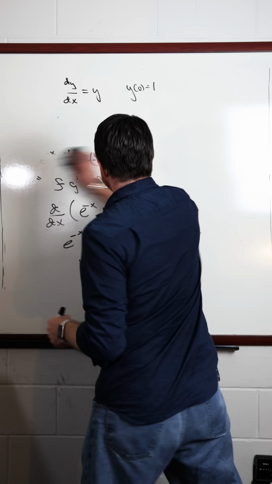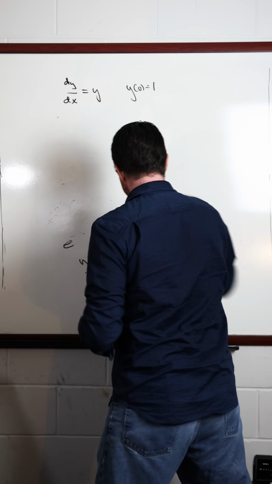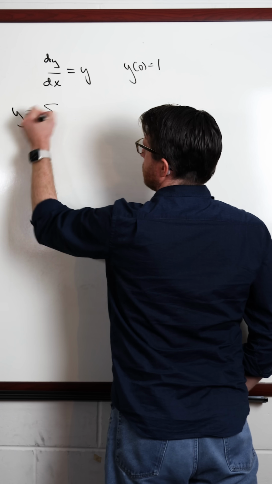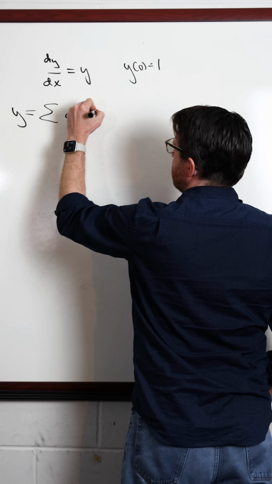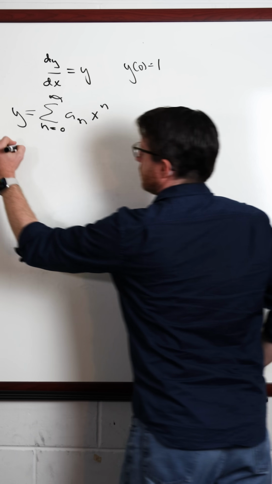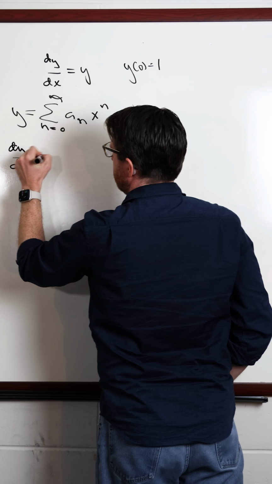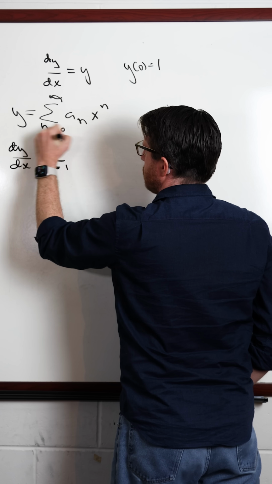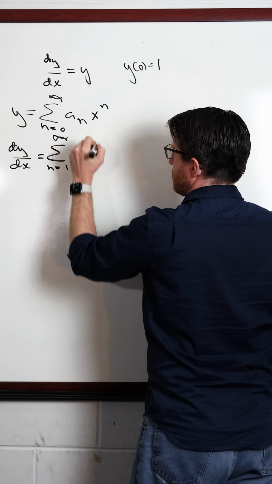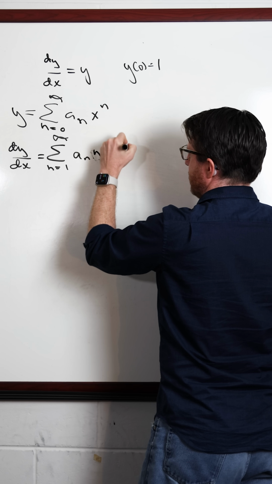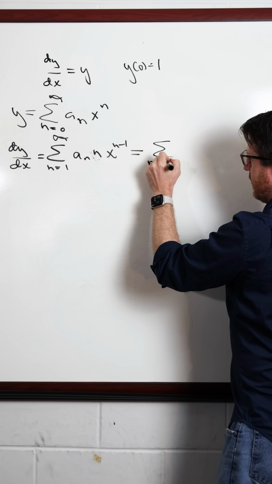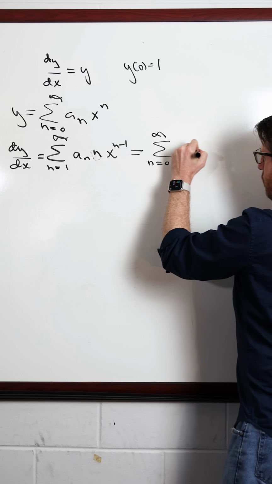And now let's take a look at another thing we can use. And we can use power series. If I have y is equal to the sum of a n times x to the n, so I get dy/dx is equal to the sum n equals 1 to infinity of a n times x to the n minus 1. Reindex this and it starts at n equals 0 to infinity and move everybody forward.